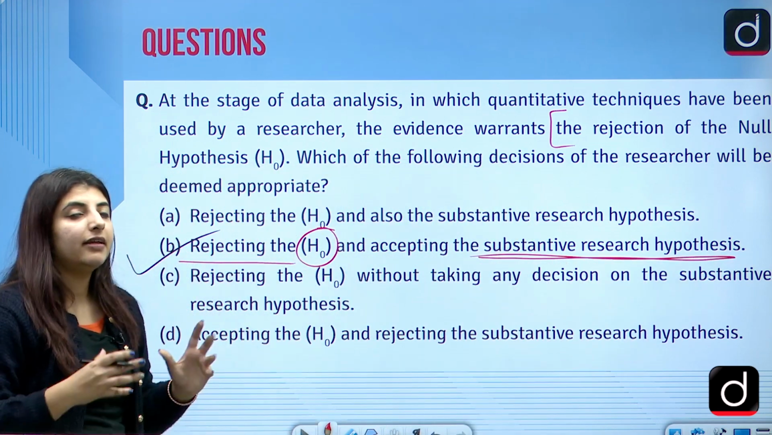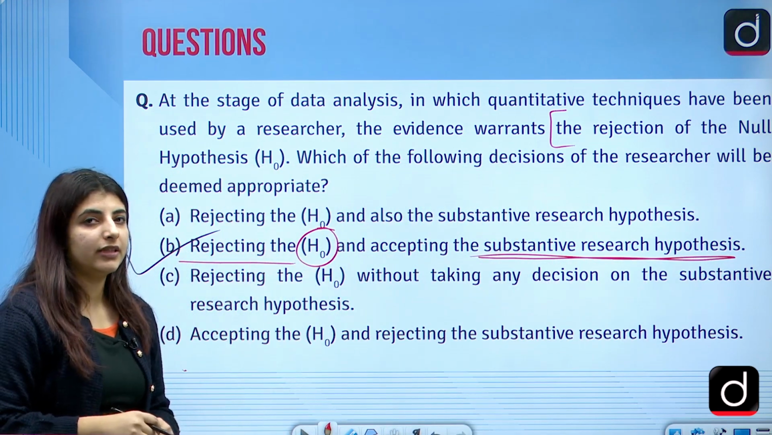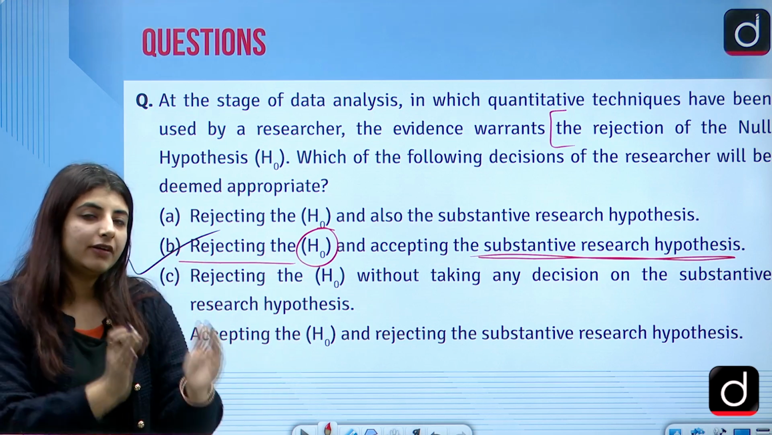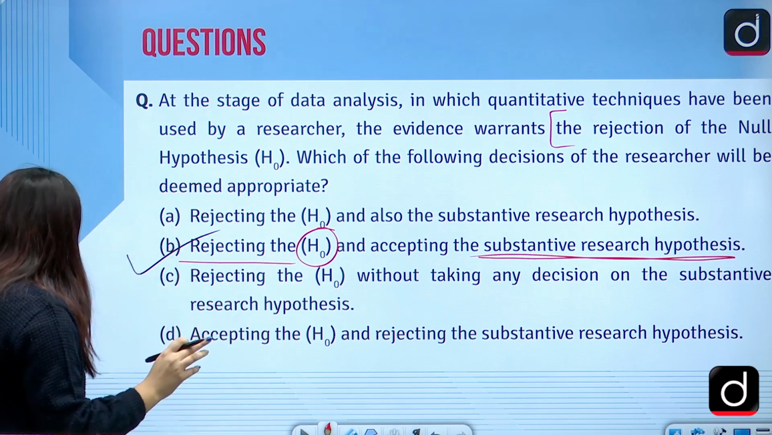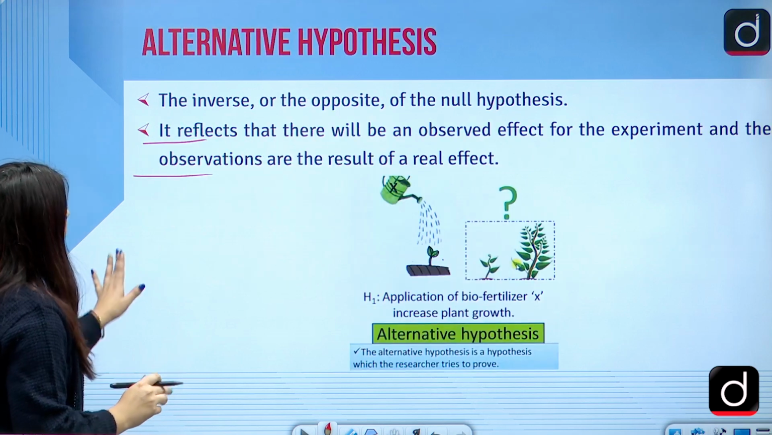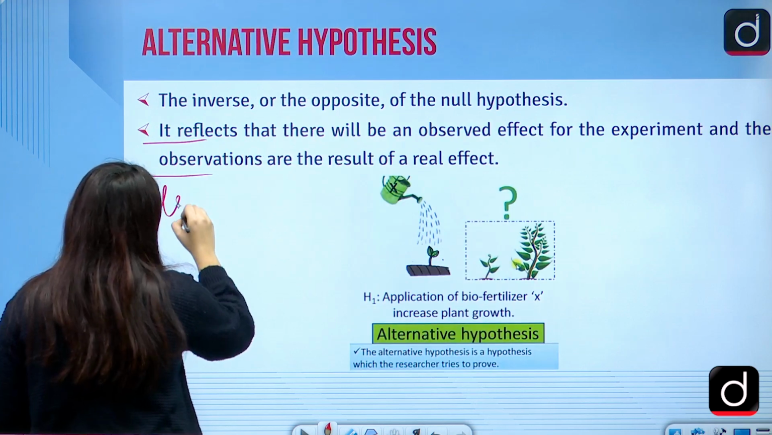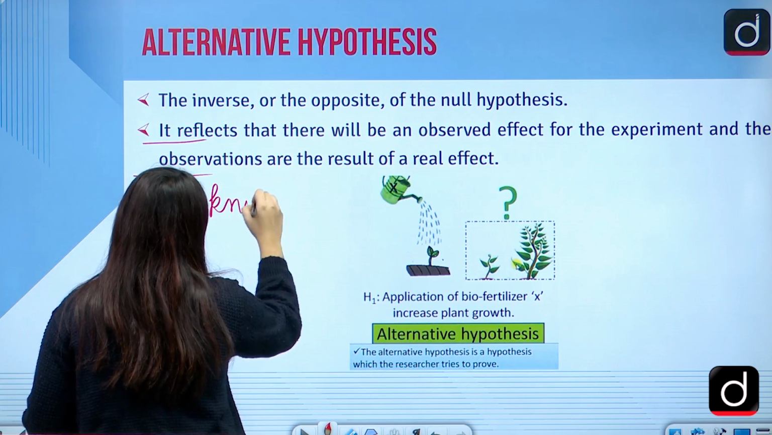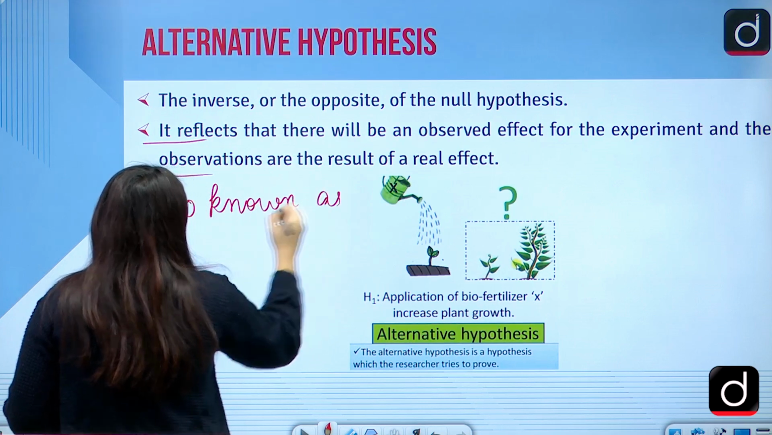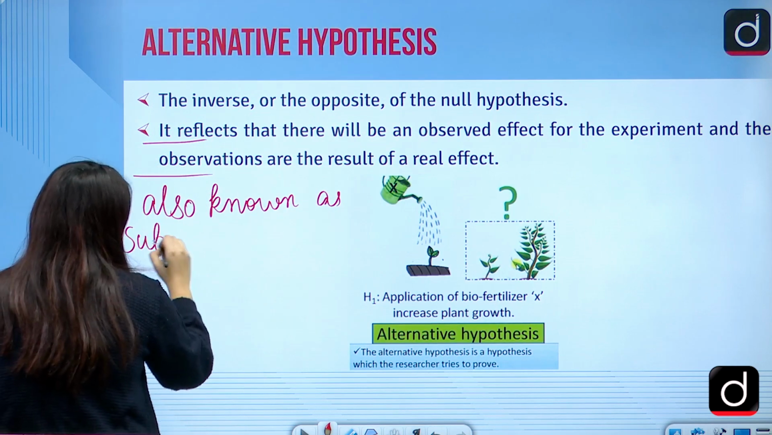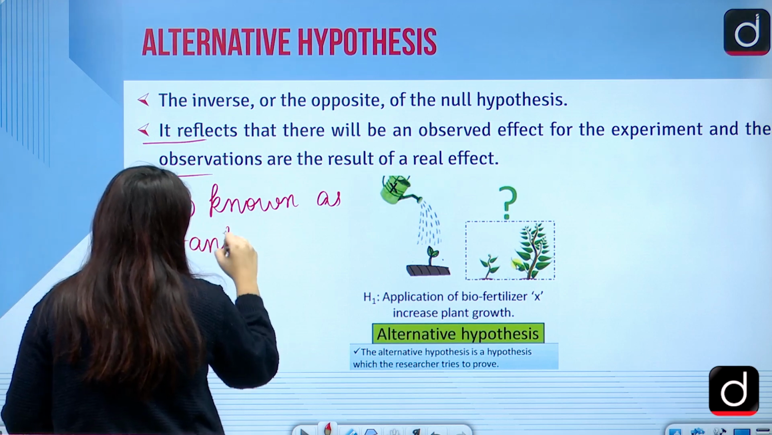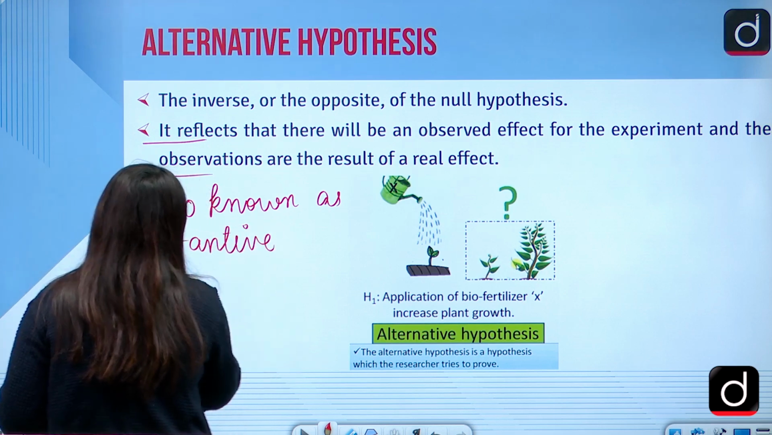Now you may ask that there is no alternative hypothesis written here, but they have written substantive research hypothesis. But alternative hypothesis is also known as substantive research hypothesis.